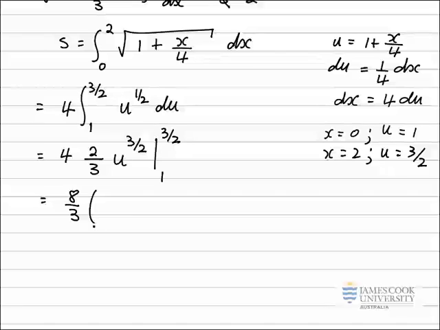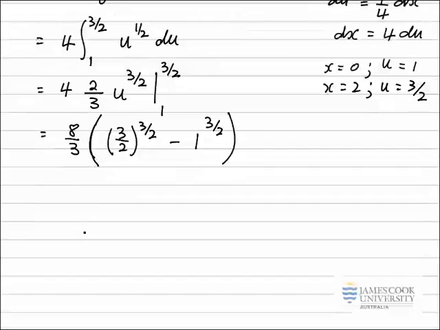Substituting in, u is equal to 3 on 2. We get 3 on 2 to the power of 3 on 2 minus 1 to the power of 3 on 2, and all of that is being multiplied by this larger set of brackets, being multiplied by 8/3. So that's the end of our integral, and that gives us a value for the total arc length, but we can rearrange this a little bit or simplify this a little bit.